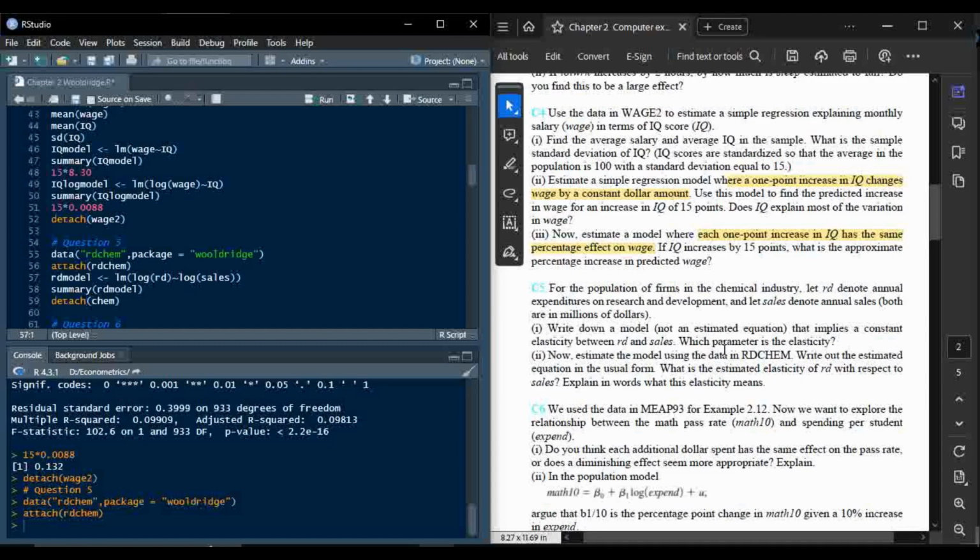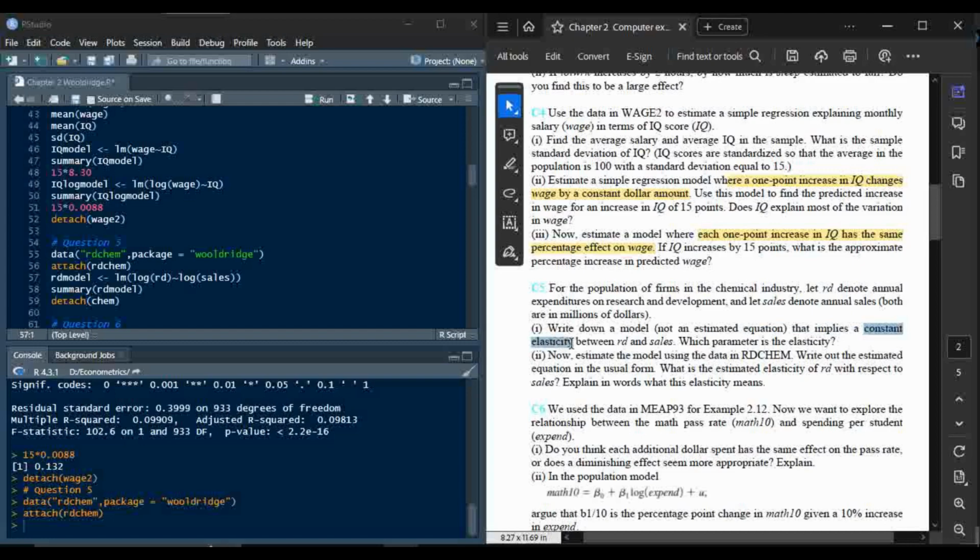Okay, so this is a subjective question. This is not a numerical or analytical question. So in this case, read the sentence: constant elasticity between RD and sales. Constant elasticity means that both variables will be in logarithm form. So what you have to do is log RD equals intercept plus beta 1 times log sales, where beta 1 is the slope coefficient, and beta 1 will be the elasticity of RD with respect to sales.